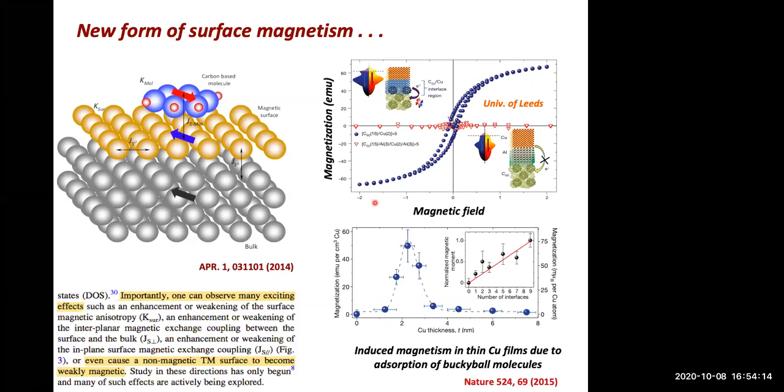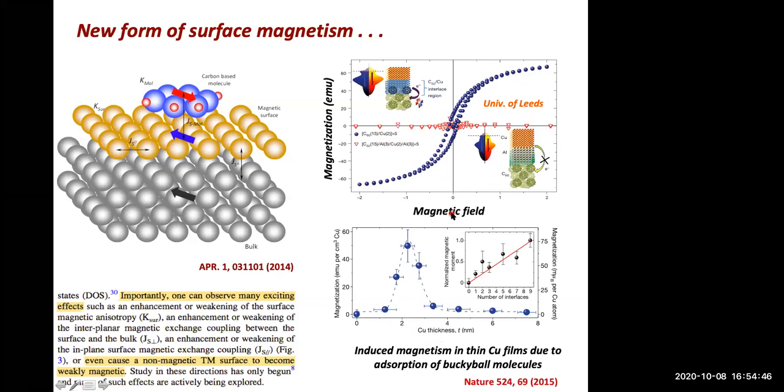And surprisingly, within a year, we had this result from the University of Leeds, who reported ferromagnetism in copper. This is the work that they have done, where they could see that whenever the C60 molecule is directly in contact with copper here, you could observe clear hysteresis. And this is maximum at a thickness of around 2.2, 2.3 nanometers of copper. As soon as you put a decoupling layer, say aluminum, between copper and C60, this effect goes away.